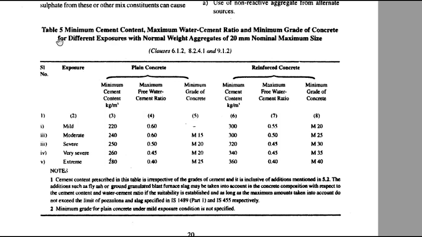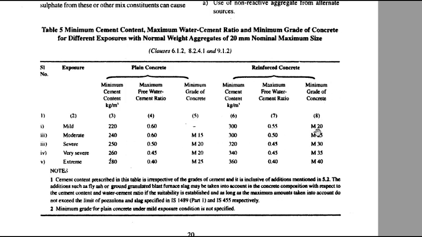Come to table number 5. Here you'll find for moderate exposure condition under reinforced cement concrete, minimum grade of concrete should be what? M25. So in this problem, what you have, you can provide the minimum grade of concrete as what? M25. You can go with M30, M35 or M40 also. But let us consider the grade of concrete as M25, which is the minimum grade of concrete for moderate exposure condition.